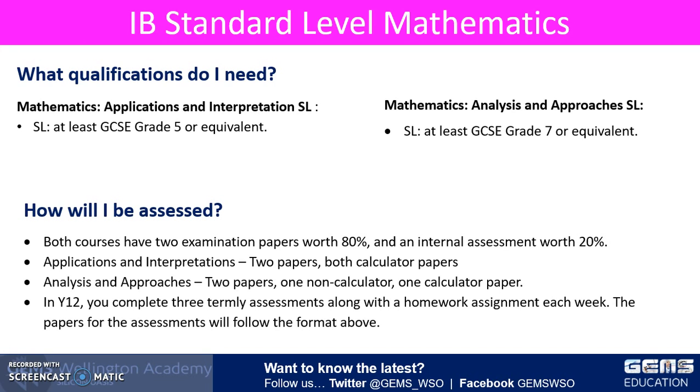How will I be assessed? Both courses have 2 examination papers worth 80% and an internal assessment worth 20%. I'll be talking about the internal assessment in a moment. Applications and Interpretations has 2 papers. Both are calculator papers. The main focus of Applications and Interpretations is the calculator. Analysis and Approaches has 2 papers as well, but one is a non-calculator paper and the other is a calculator paper. In Year 12, more generally, you will complete 3 termly assessments along with a homework assignment each week. The papers for the assessments will follow the same format above. From each assignment, you will receive personalised feedback.